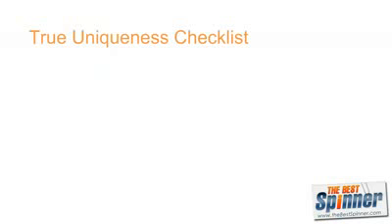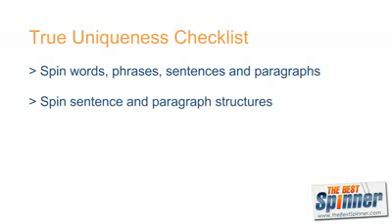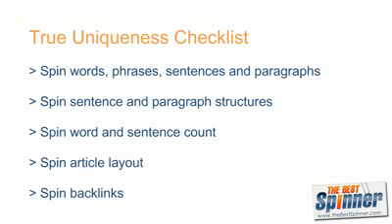Here's our near-perfect uniqueness checklist. Follow some or all of these tactics to significantly boost article uniqueness. I will go over each one in detail in a minute. Adequately spin words, phrases, sentences, and paragraphs. Spin sentence and paragraph structures. Spin the number of words and sentences. Spin the layout of your articles from bullets, images, to text formatting. Spin backlink, anchor text, and destination URL.